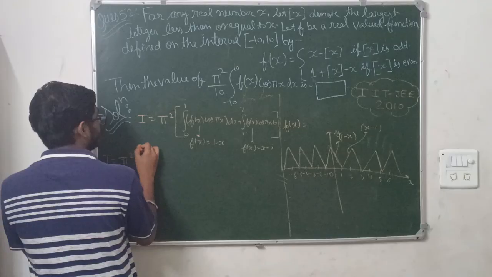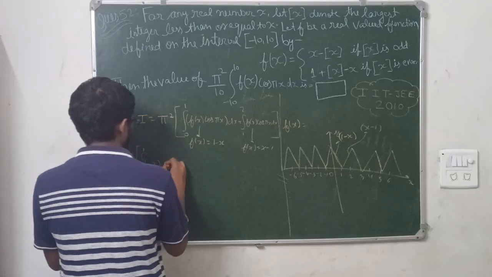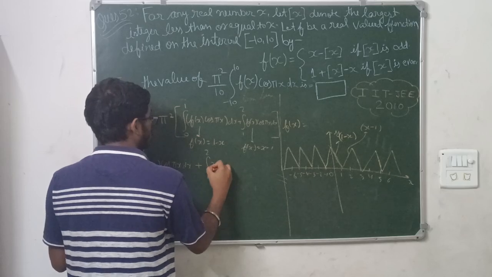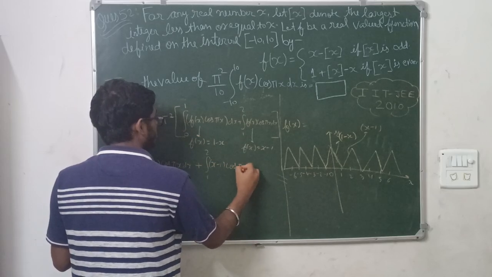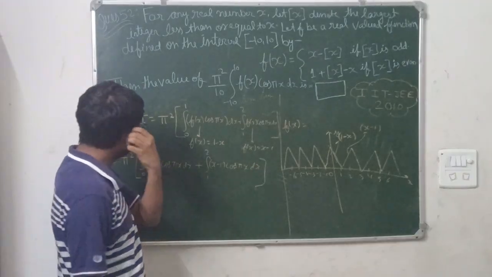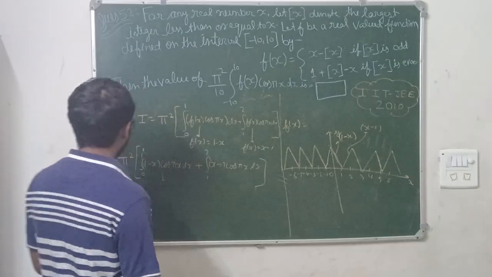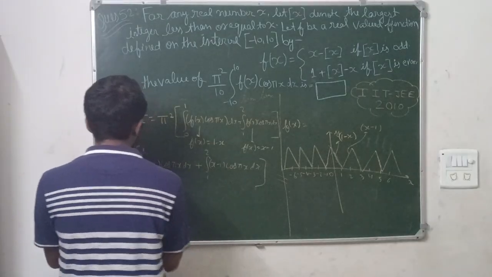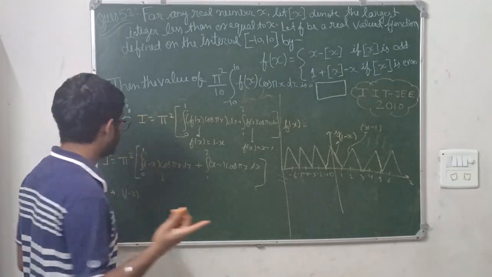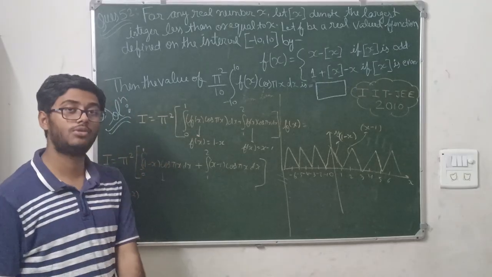I is equal to pi squared times the integral from 0 to 1 of (1 minus x) cos pi x dx, plus the integral from 1 to 2 of (x minus 1) cos pi x dx. Clear? Now what you have to do? You have to just integrate. You can apply the Leibniz method here. What does it say? First function as it is, into the integration of the second function. So you can solve the integration like this, and you can use the ILATE rule as well.